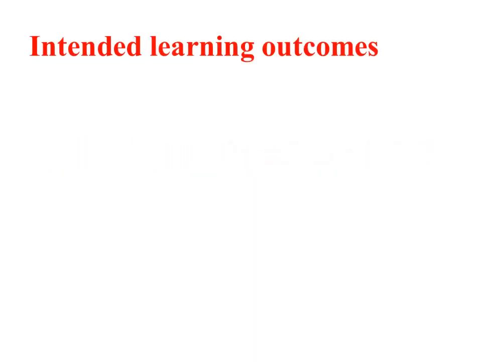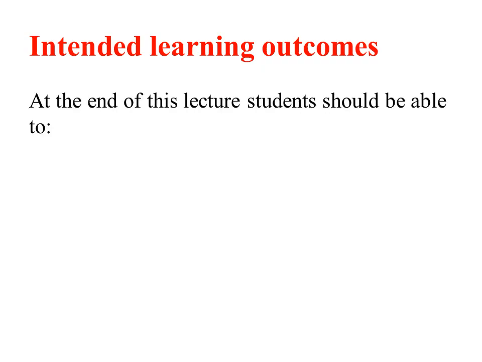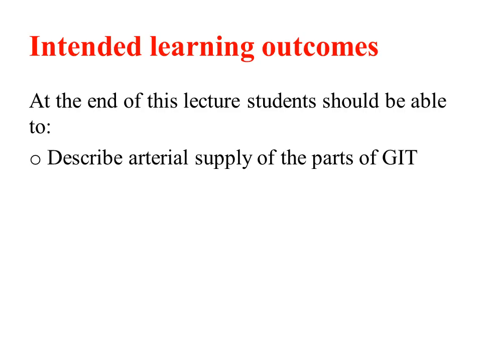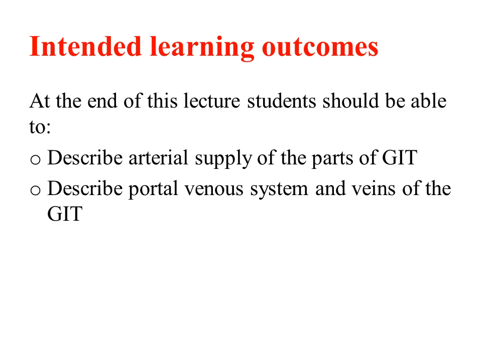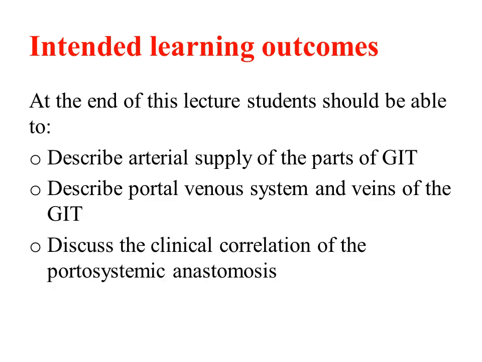Hello everyone. In this session, we will talk about blood supply of GIT as the last session before we talk about the embryonic origin of the gastrointestinal tract. The intended learning outcomes: at the end of this lecture, we will be able to describe arterial supply of parts of GIT, describe portal vein system and veins of GIT, and discuss the clinical correlation of both systemic anastomosis.